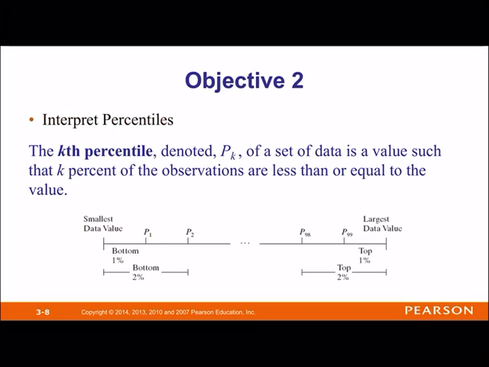So interpreting percentiles. The kth percentile, denoted P sub k, of a set of data is a value such that k% of the observations are less than or equal to that value. So again, if we look at this one, k would be 2%, and notice here you have that bottom 2% of scores. Again, if you had the 1 here, that would be the bottom 1% of scores.